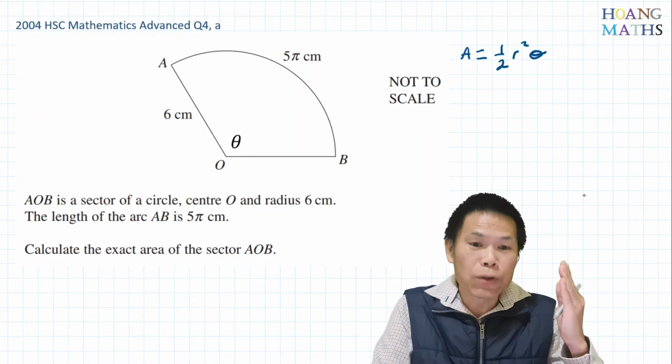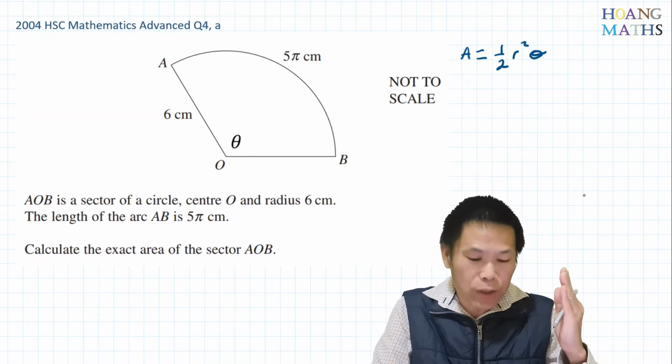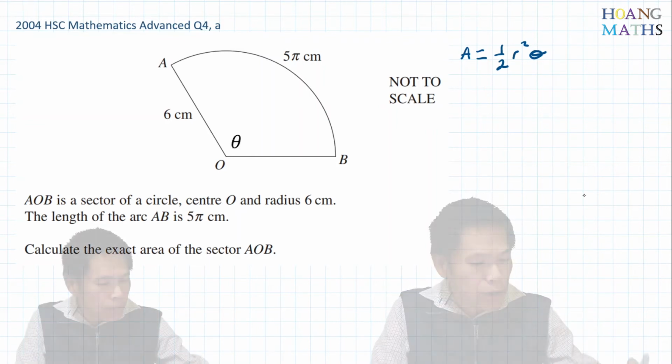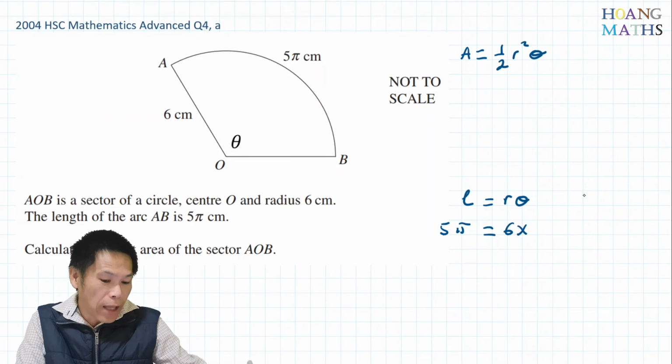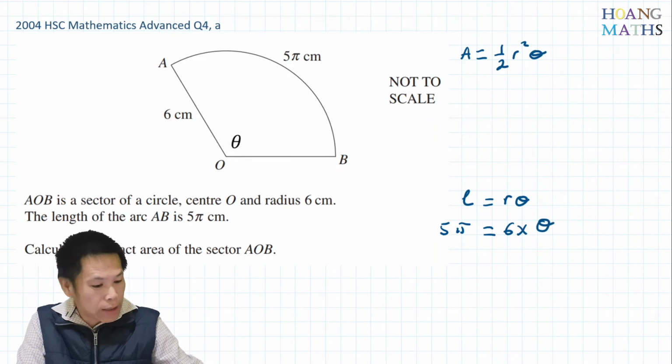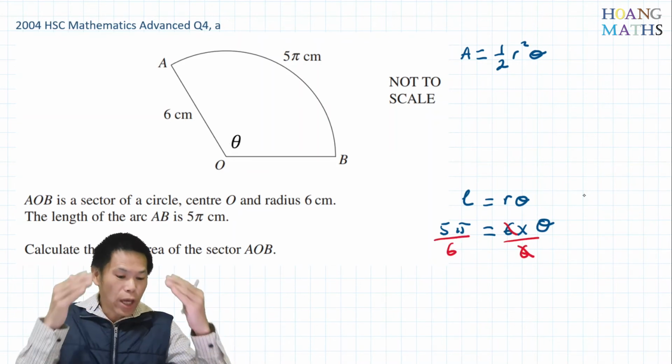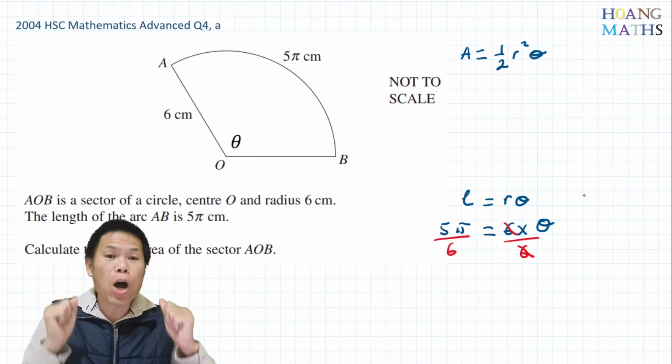And we know that the arc length of this is 5 pi. So I just write that here, okay? L is r theta. So the arc length is 5 pi, and the radius is 6, and the angle theta we need to find out. I just divide this by 6 and divide this by 6. So there you go, the angle theta is 5 pi over 6.